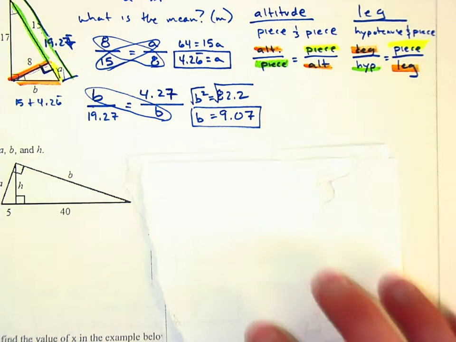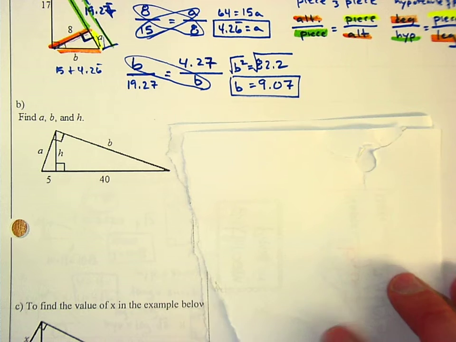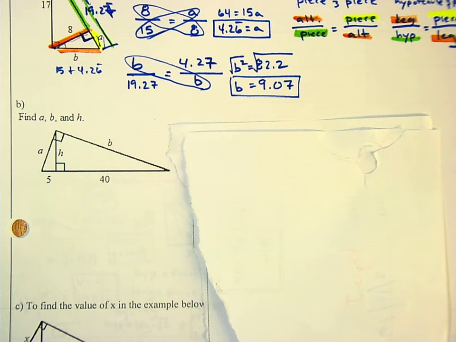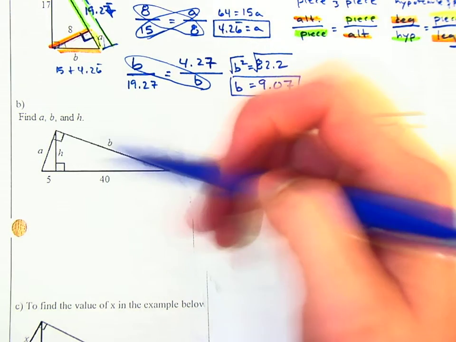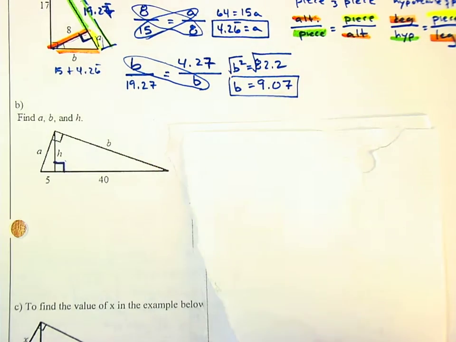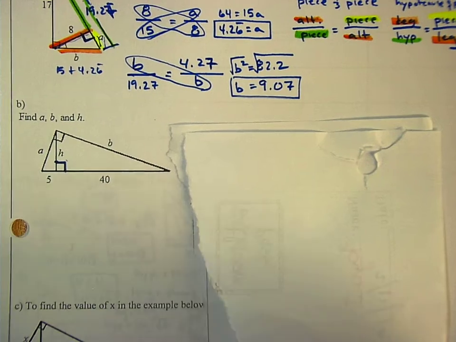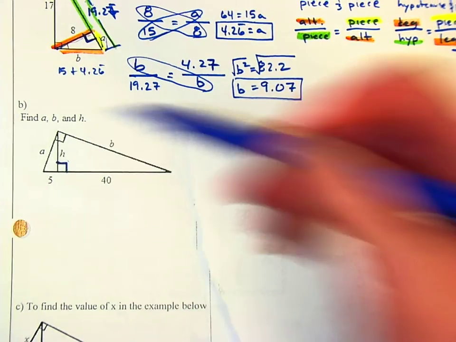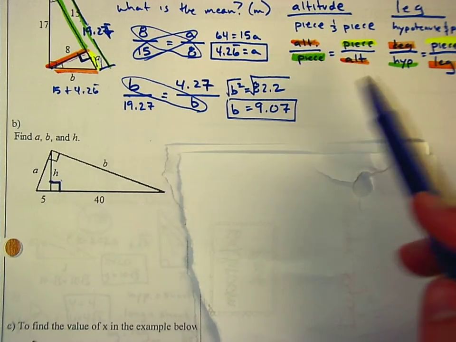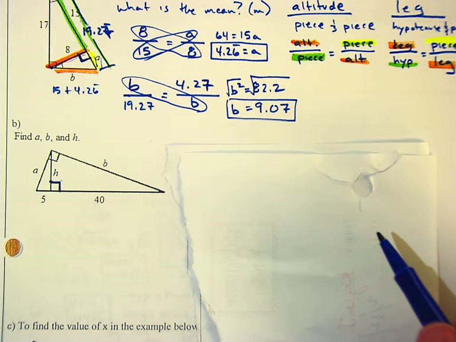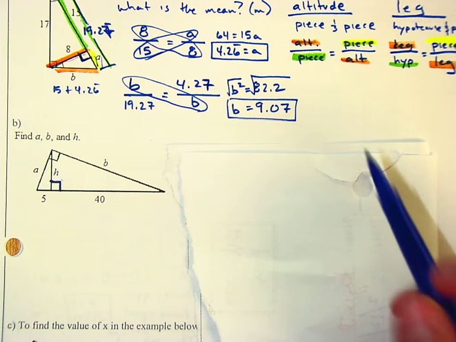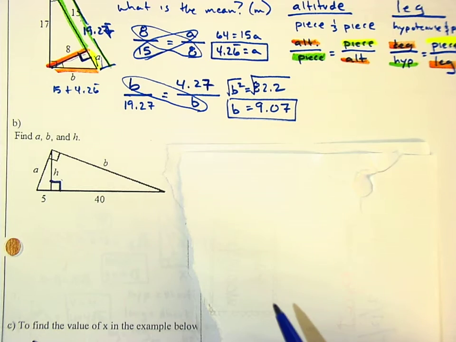All right, so this next problem is asking us to do the same thing, find these lengths, find these segments. And we notice that we have a right triangle, and it also has an altitude. It goes from an angle and makes a right angle, so that's an altitude. And we want to find A, B, and H. And I notice that with my altitude, I want to find the two pieces. So an altitude is a mean, and when the altitude is the mean, we need the two pieces.